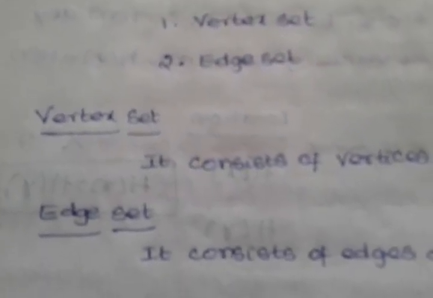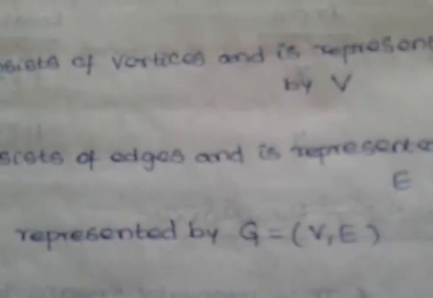A graph is a collection of two sets. What are those two sets? Vertex set and edge set. What is meant by vertex set? It consists of vertices and is represented by capital V. What is meant by edge set? It consists of edges and is represented by capital E. So a graph is represented by capital G is equal to capital V comma capital E.